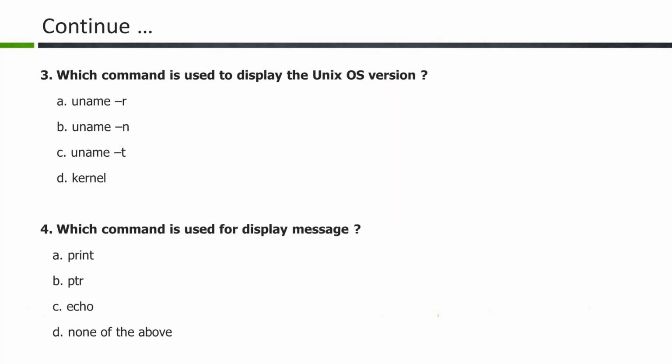Okay, which command is used to display the UNIX operating system version? Uname is the command, but which parameter? We did this also. Uname -t. No, -r. Okay, UNIX based version, -r. Next, which command is used for displaying a message? Echo. Echo.